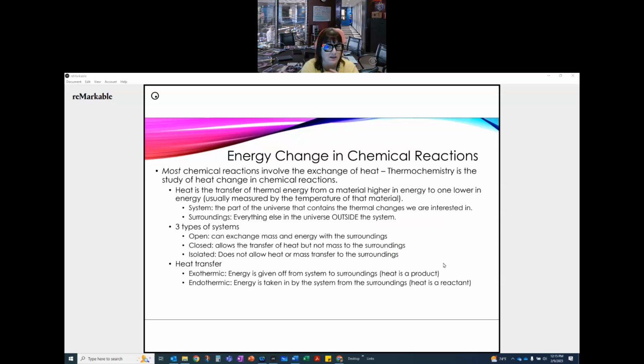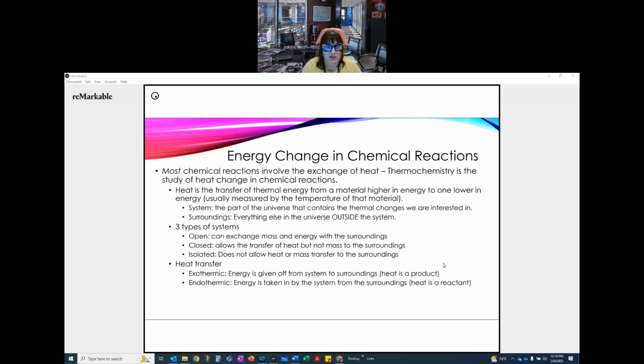We could be talking about what's inside a calorimeter, a room, or a stadium. We could be talking about what's in the lower Earth's atmosphere versus higher Earth's atmosphere, what's in the core of the Earth. Our system can be anything. We just have to define what it is. Okay. Anything that is not our system is the surroundings. Everything else outside of our system is our surroundings.